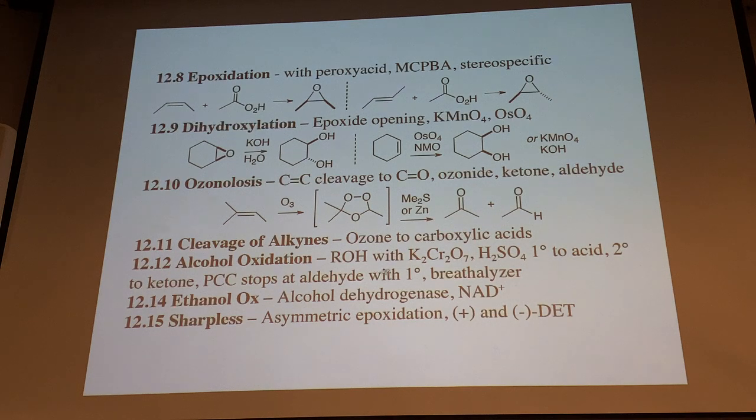And then alcohol oxidation: primary with chromic acid goes to carboxylic acid. Secondary goes to a ketone. Pyridinium chlorochromate, PCC, sorry about the acronyms, that stops primary alcohol at the aldehyde. And maybe we'll talk about the breathalyzer and Mother Nature's oxidizing agent, NAD+, and the asymmetric epoxidation, the Sharpless epoxidation.